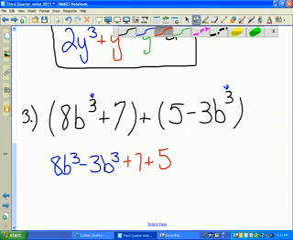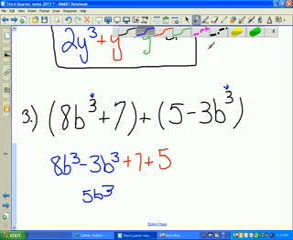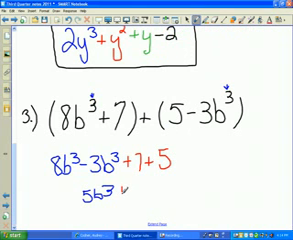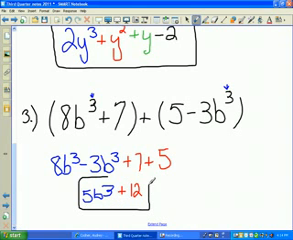So now 8b cubed minus 3b cubed, that will give me 5b cubed. Ooh, it's getting ugly. Plus 7 plus 5, that'll give me 12. So since I can't combine anything here, my solution is 5b cubed plus 12. Okay? So that was just used as a refresher for adding polynomials.